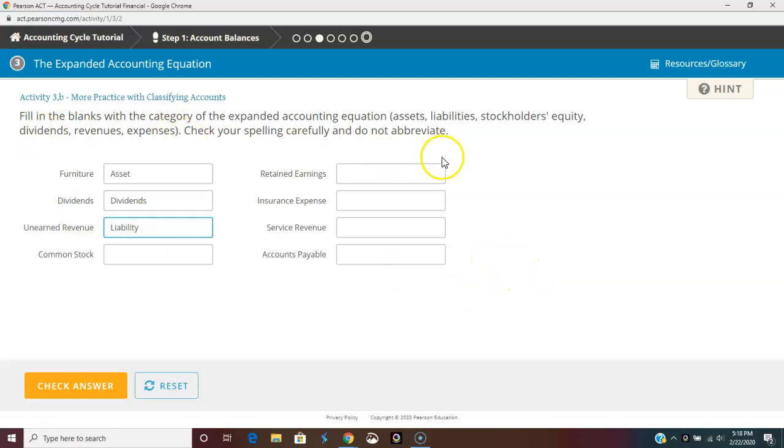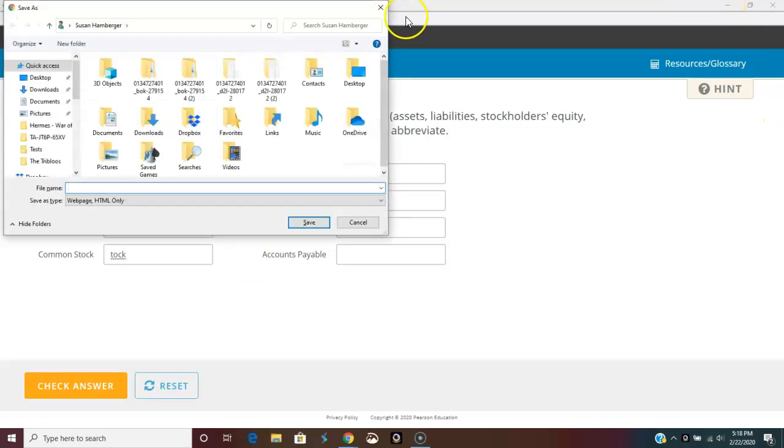Common stock. Part of stockholders' equity. Do we have to write the whole thing?